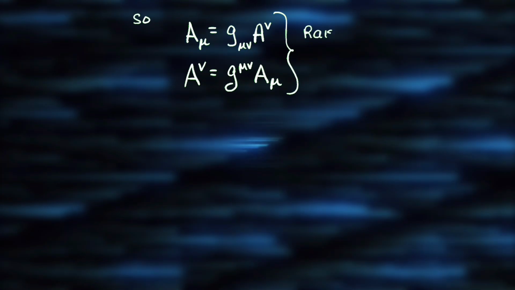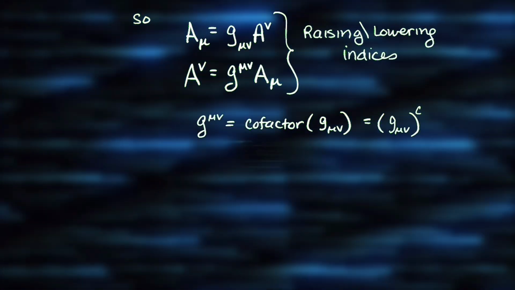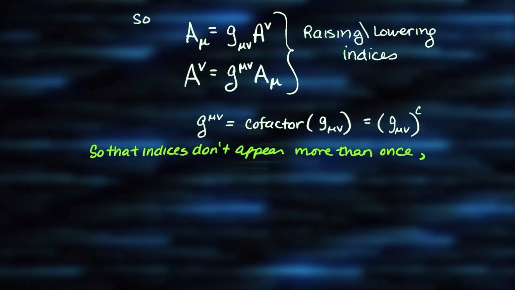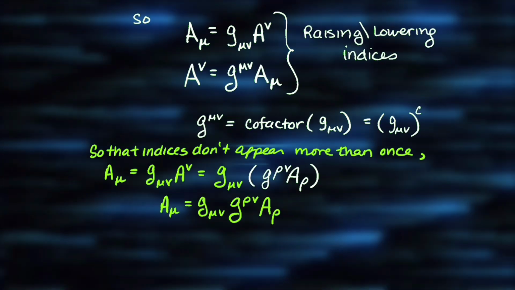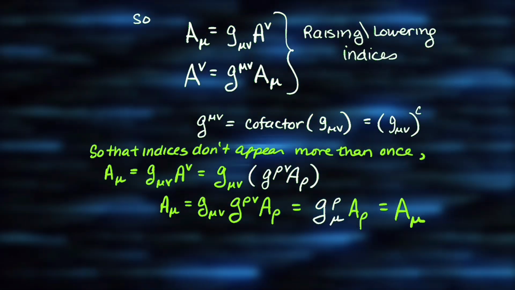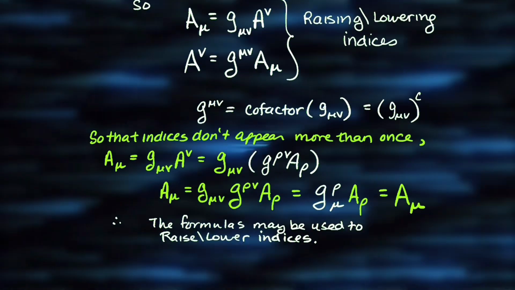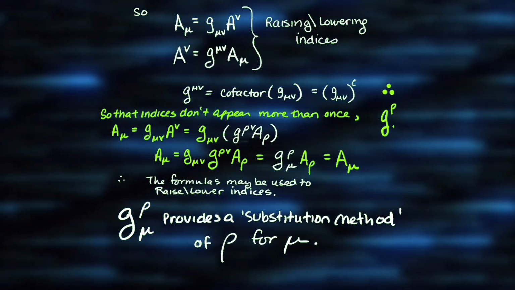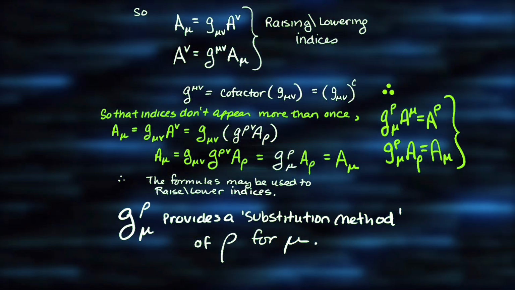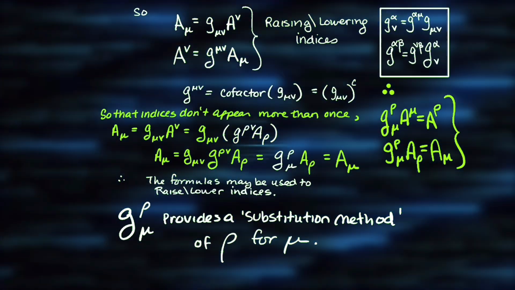And we have the following transformation rules to raise and lower indices here for a given covariant or contravariant vector. The inverse metric is the cofactor of the original metric, and so that indices don't appear more than once, we can expand this out and get a general idea of a transformation rule for the metric. So this mixed tensor here provides a way of a substitution method of one index row for another mu. This becomes a very useful tool in working with tensors. So now we've established a few rules here that will be useful when working with space-time coordinates.